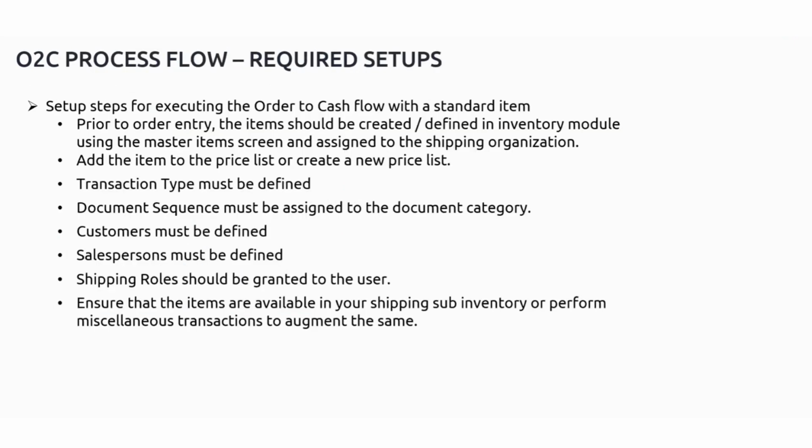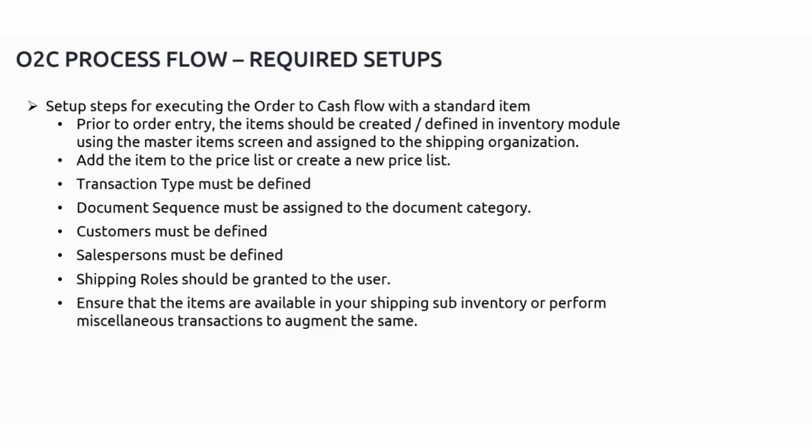Okay. Now, for every order to cash flow, there are required setups which we need in the system to have it flow smoothly. For that, the first thing is that items should be created and defined and assigned to some shipping organization. Basically, if this item is shippable, the shipping organization should be assigned. Then we can see that this item is shippable from this particular organization. That thing you can see in the item level definition.